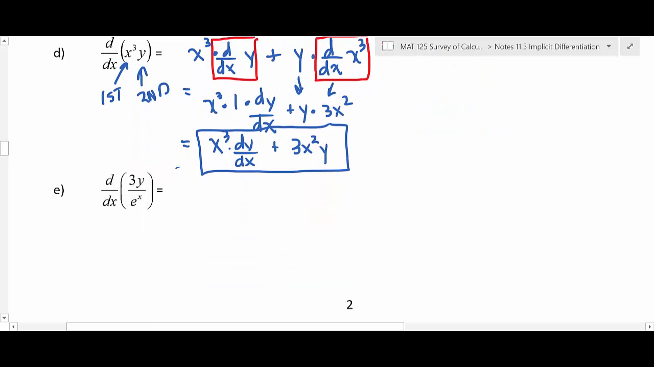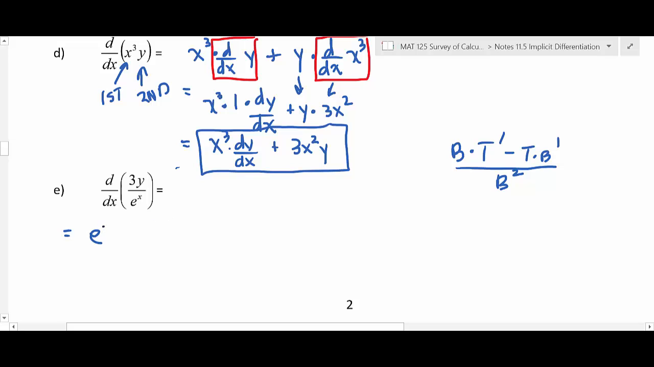How about this one? Any idea about how you do this one? Quotient rule, good. You've got a quotient, so let me write that down so we can refer to that. Quotient rule is bottom times derivative of top minus top times derivative of bottom over bottom squared. So we want to start putting this in your quotient rule carefully, and I would write everything out before I start doing this in my head.